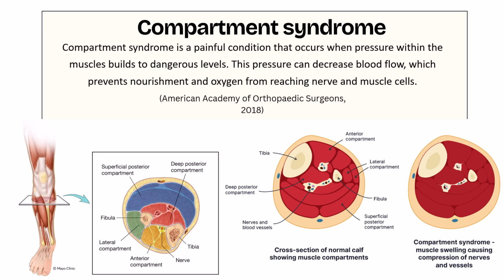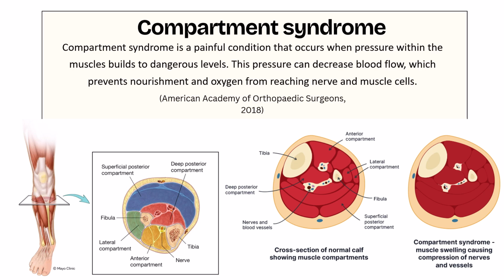Compartment syndrome is one of the complications in a fracture. Compartment syndrome is a painful condition that occurs when pressure within the muscles builds to dangerous levels. These pressures can decrease blood flow, which prevents nourishment and oxygen from reaching nerves and muscle cells.